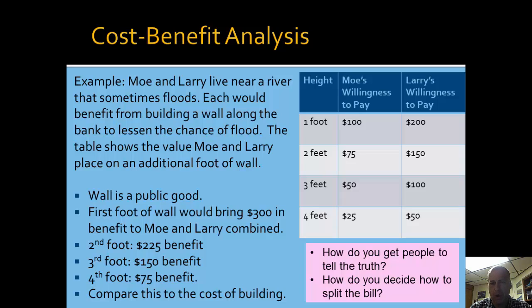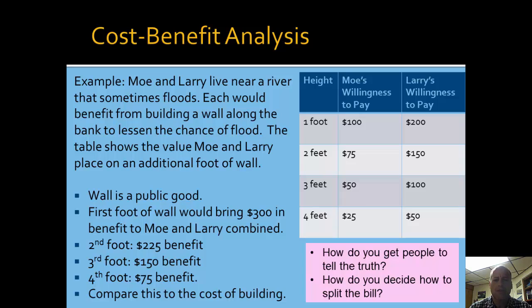If we say that the wall would cost, say, $150 per foot to build, well, then the first foot should get built. It provides $300 in benefits. The second foot should get built. It provides $225 in benefits. And the third foot should get built. It provides $150 in benefits. But the fourth foot provides $75 in benefits, but costs $150. That's not worth it.